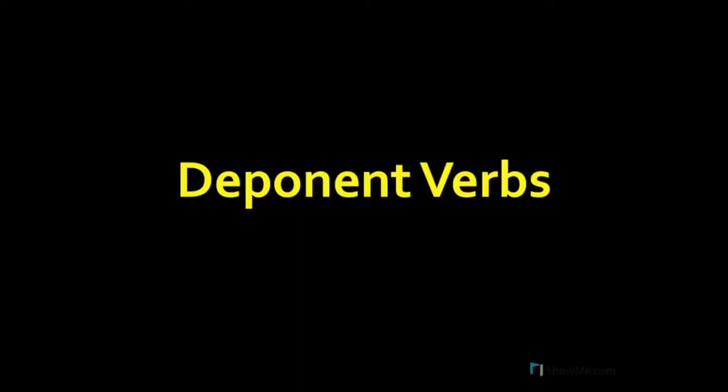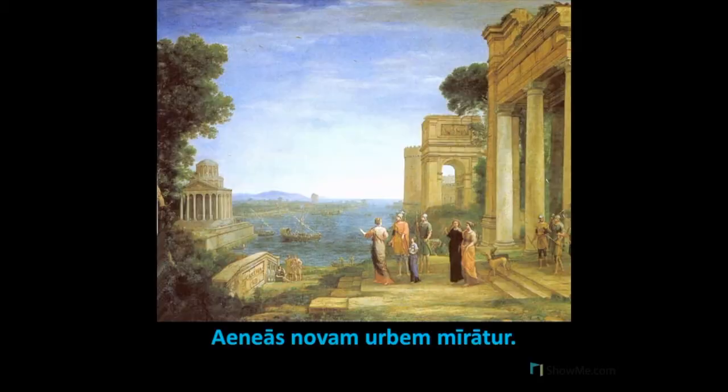In this video, we will explore a family of verbs in Latin called deponent verbs. We'll first start with two brief examples. In our first example, we see Aeneas, the forefather of the Roman race. He is visiting a new city being built in Africa called Carthage.